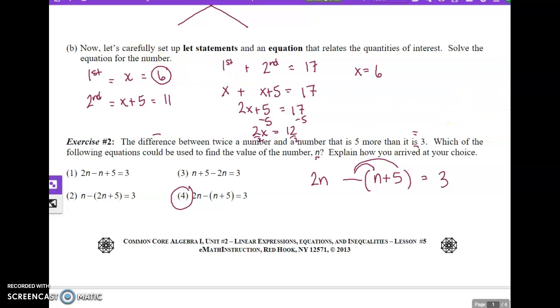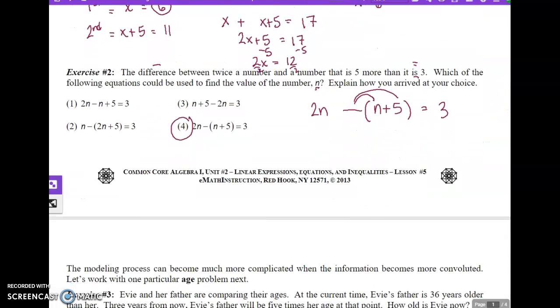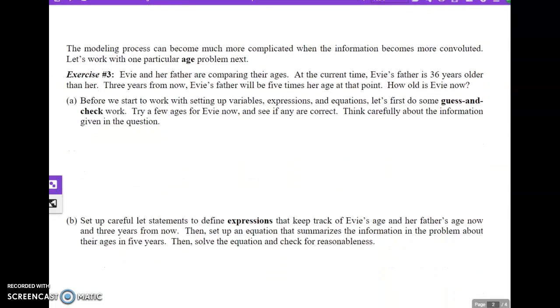All right, are we ready to go on? Okay, we didn't have to solve this. They just wanted to figure out the equation.